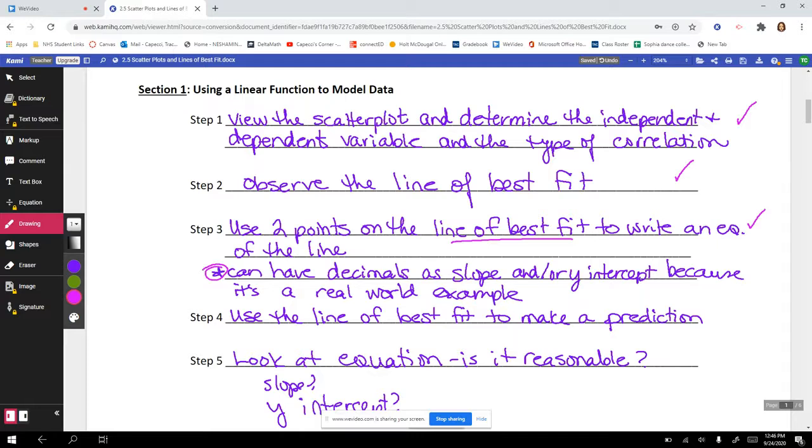Now, in the past, when you're doing equations of lines, we want fractions, we don't want decimals, but this is a real world example. So you may have decimals as a slope and or as the y-intercept, and that's okay.